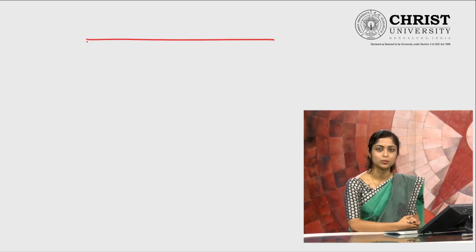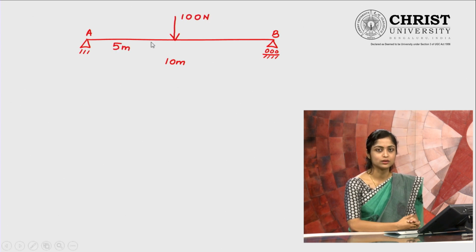Consider a simply supported beam AB of span 10 meters with a hinged support at one end and a roller support at the other. In this example, let us consider that we have a load of magnitude 100 Newton acting vertically downwards at the center of the beam. This means that the load acting on the beam is concentrated only at the center of the beam.